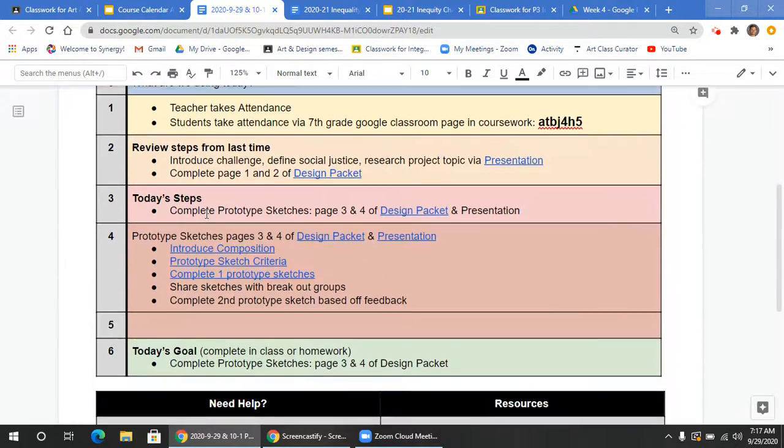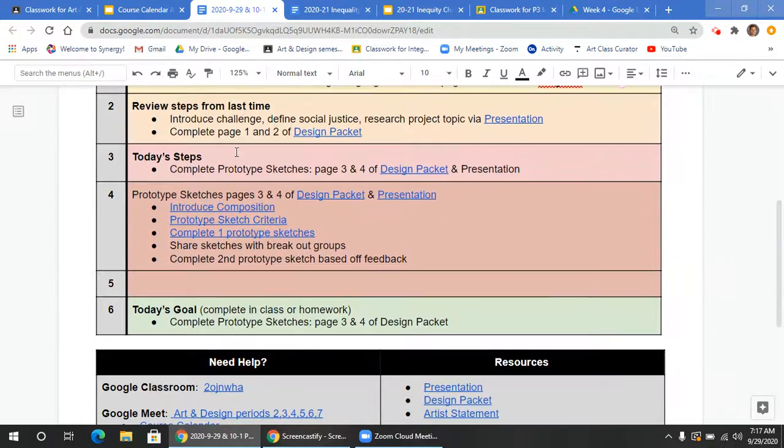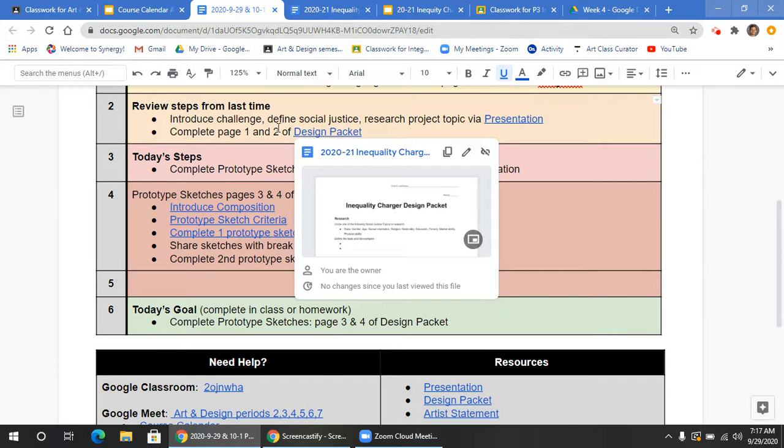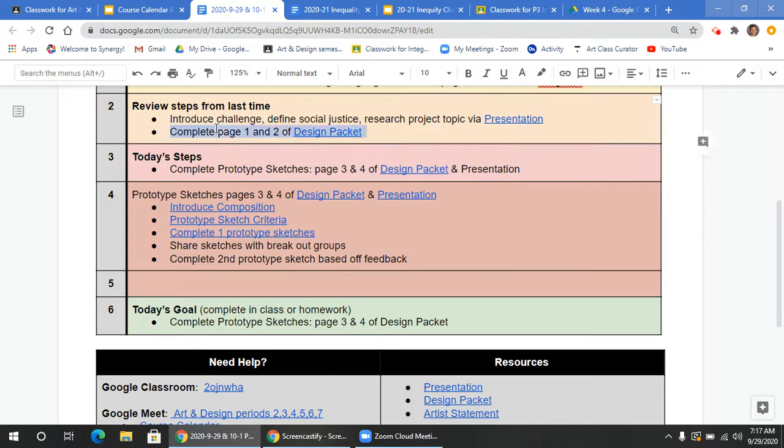After attendance, we're going to be reviewing steps from last time. Last time we introduced the next challenge, we defined what social justice was, and we researched the topic using this presentation as a resource. Then we completed the design packet, pages 1 and 2.